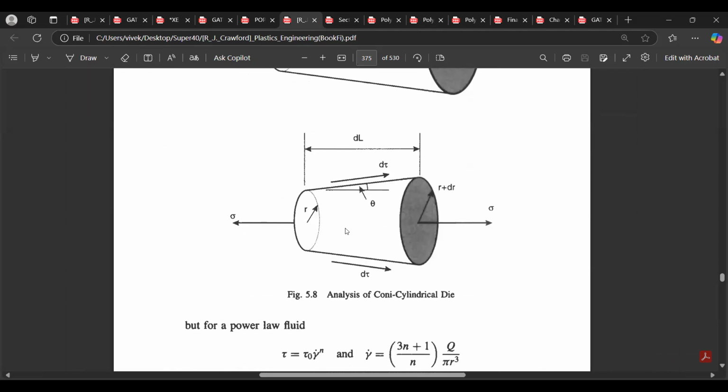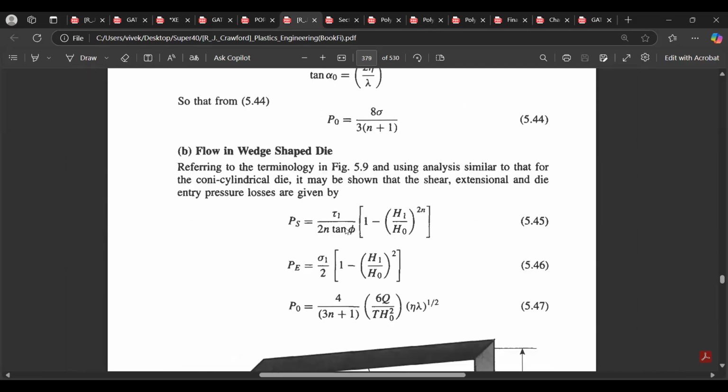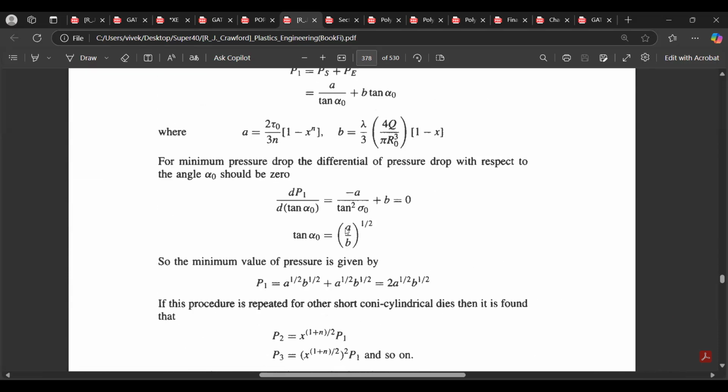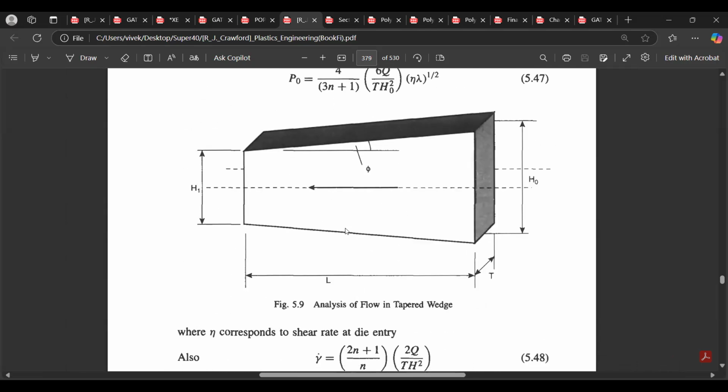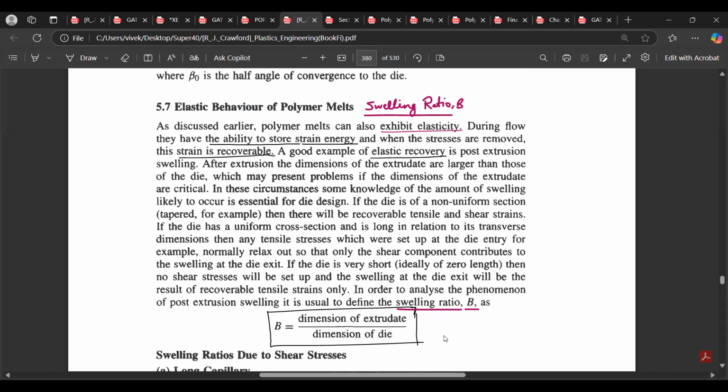Okay, and then he sees there is a concept called swelling, and there is a formula for swelling ratio. Okay, you don't need to worry. Remember, you don't need to worry about all this derivation. Don't memorize. Just read the theory. There is a theory of elastic behavior of polymer melts, while the viscous behavior of polymer melts is already given using the Carreau model or those models. Now from the elastic behavior he framed this question: what is swelling ratio? It's a good example of elastic recovery.